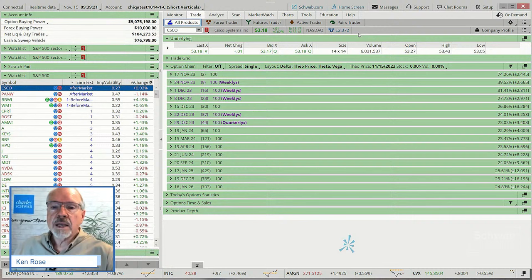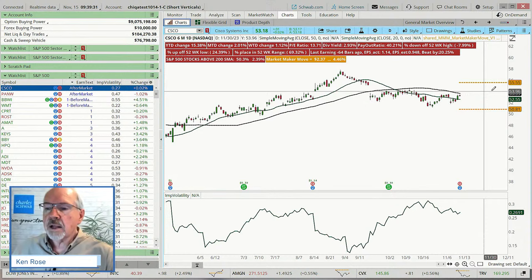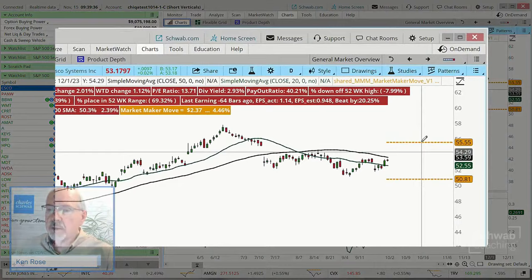So you can take the existing price right here and you can add the market maker move to it, subtract the market maker move from it, and you'll have these price points on your chart. Now you can also bring this up on your chart by using a customized ThinkScript link.